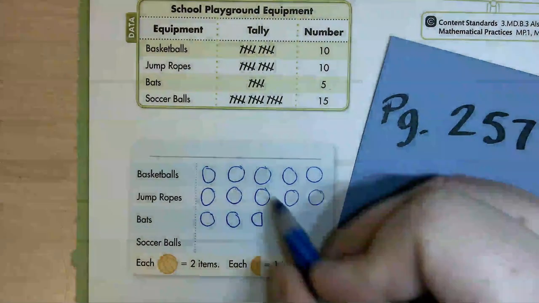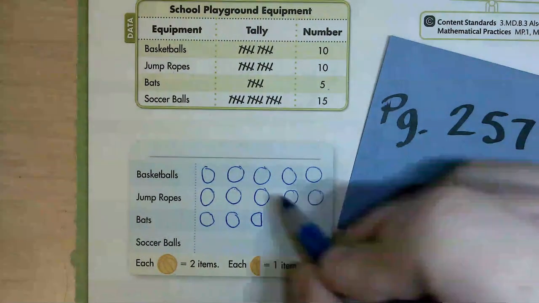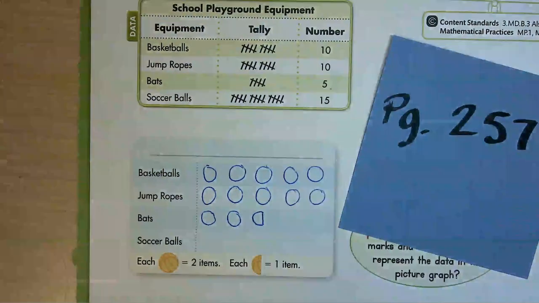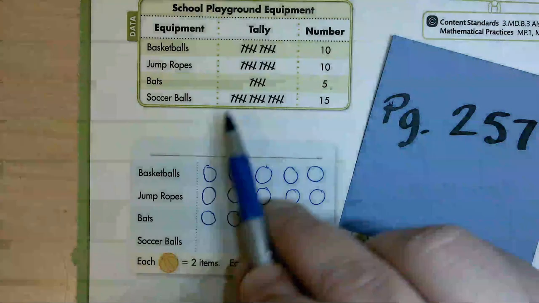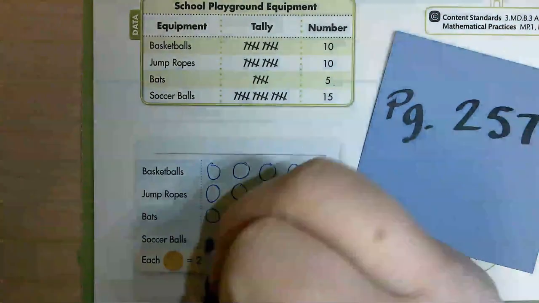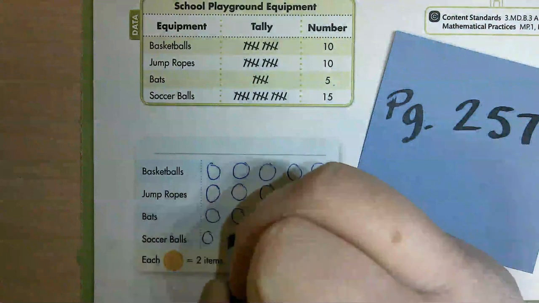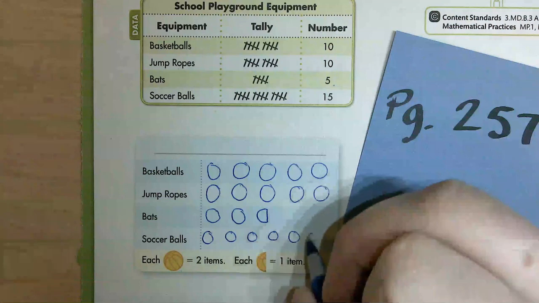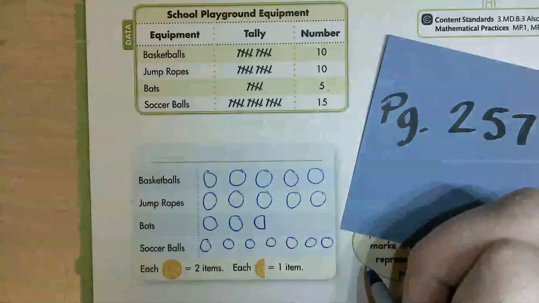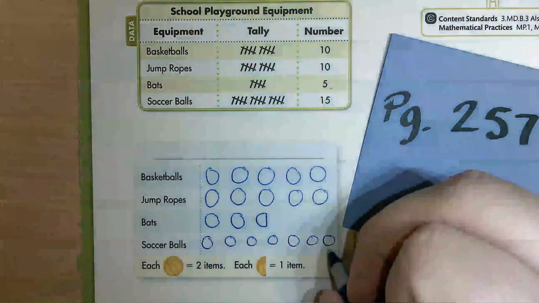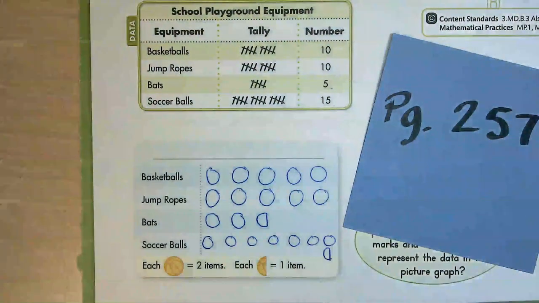It's not all the way around. It's not a full circle. If you've got your pencil, you could make a full circle and then erase half of it, or you can just draw your half circle like that. All right, my next one is soccer balls. I've got 5, 10, 15. All right, so we got to count by 2s. 2, 4, 6, 8, 10, 12, 14. Same thing. I've got an odd number, so I need to make a half as my last one. All right.